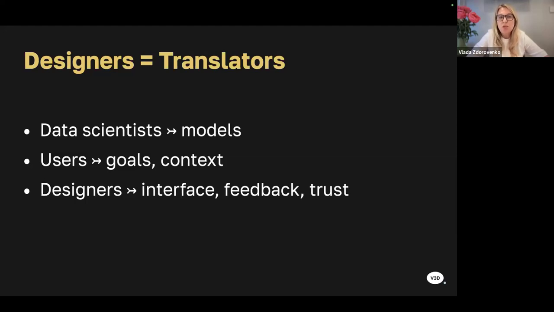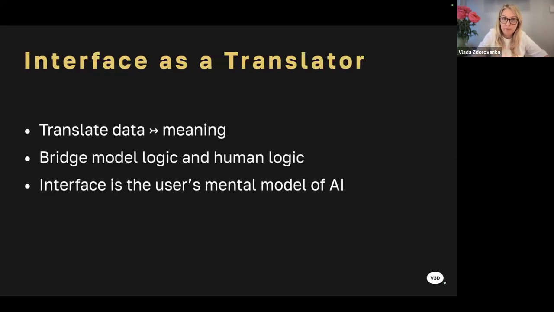And in terms of users, we have their goals and context, and designers are focused on interfaces, feedback, and trust. So when we understand data, we can translate it and create a meaningful experience. It's important that when we understand the model's logic, we bridge the gap between model logic and human logic. It's not always the same.